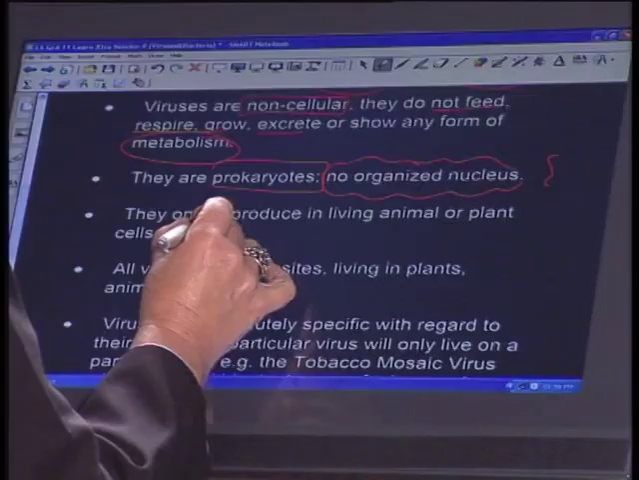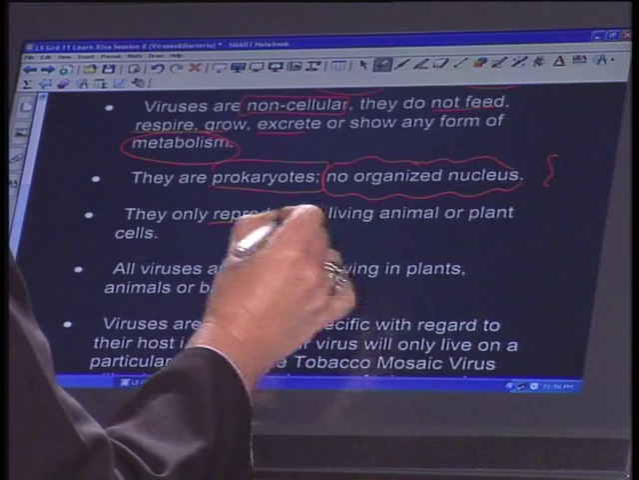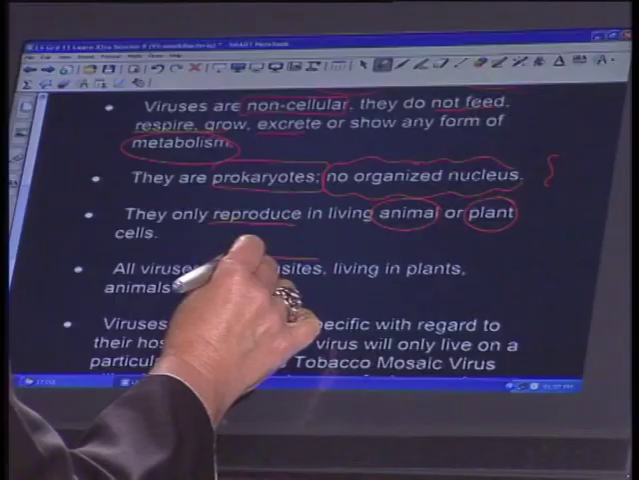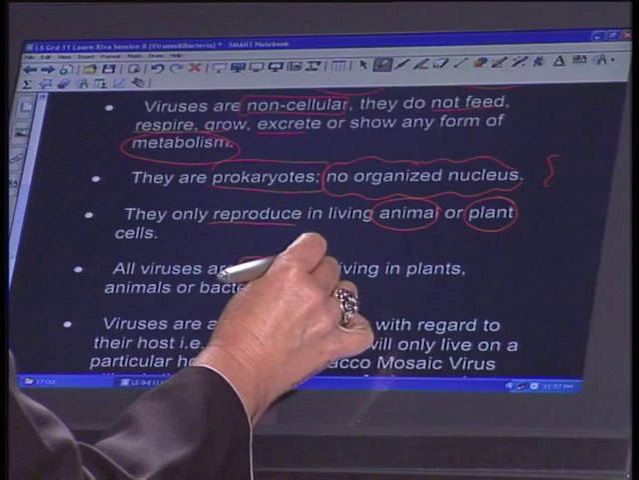Viruses only reproduce in living animal or plant cells. What is important to note is that it is their process of reproduction that will make the plant or animal sick. All viruses are parasites. Every single living organism has one or more viruses that will infect it. However, we need to bear in mind that unlike other parasites, viruses are not using their host cell for food. They are only using the host cell as an incubator to reproduce.